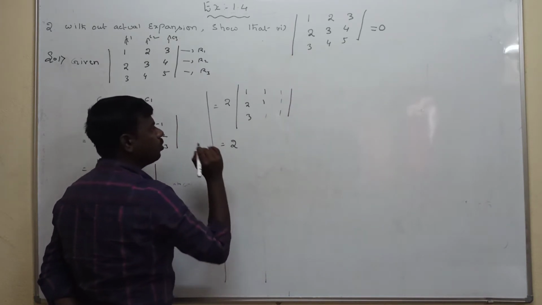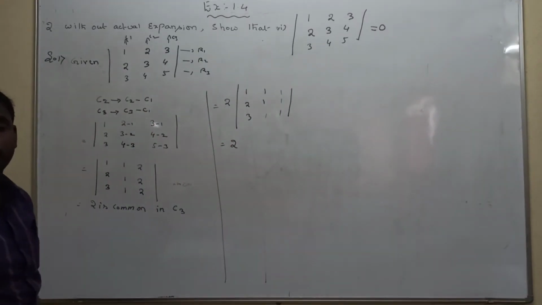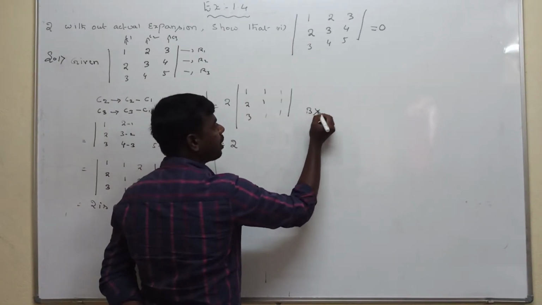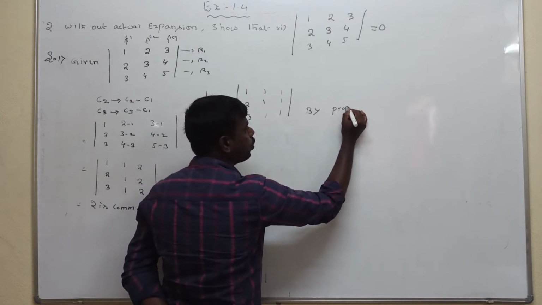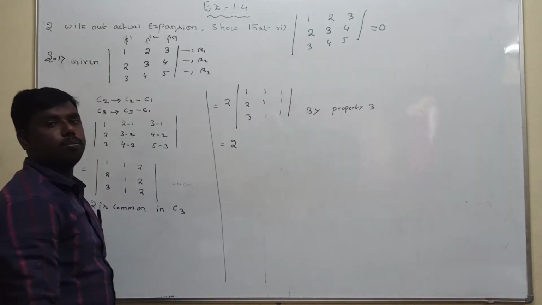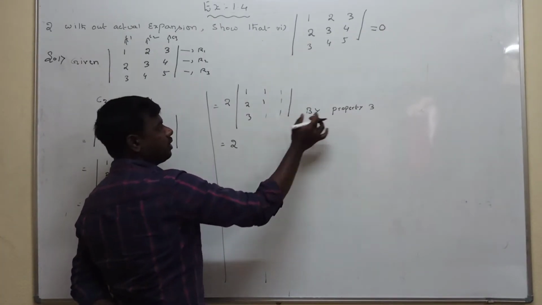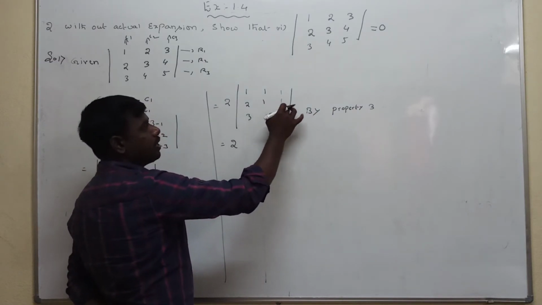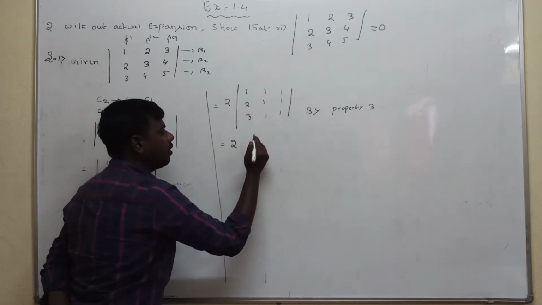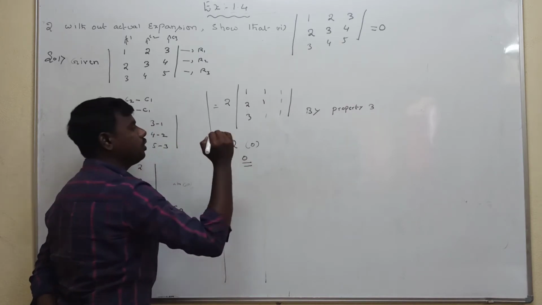Observe here, the second column and third column, all the elements are equal. The determinant value will be 0 by using property 3. What is the property 3 condition? Two rows or two columns are identical or the same. The determinant value will be 0 by using the third property condition. The second column and third column both have equal elements, so the determinant value will be 0. That's why this total determinant value will be 0. So 2 into anything, that value is 0.